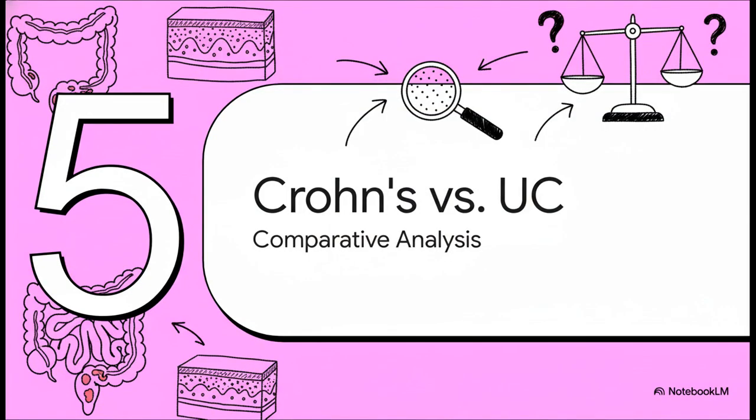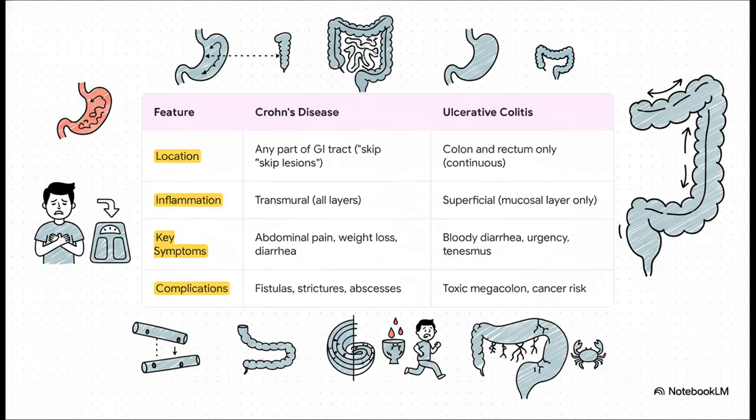Okay, so we've looked at both of these conditions on their own. Now for our final module, let's put them side by side. This is a direct comparison to really nail down the key differences between Crohn's disease and ulcerative colitis. This table really lays it all out beautifully, so let's just walk through it. First, location. For Crohn's, it can be anywhere in the GI tract and you get those skip lesions. For UC, it's only in the colon and rectum, and it's a continuous inflammation.